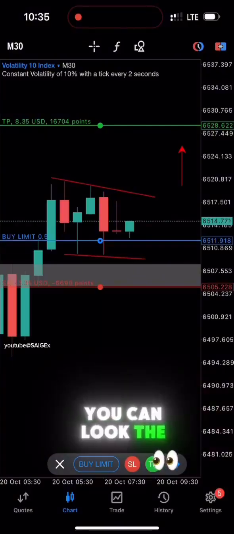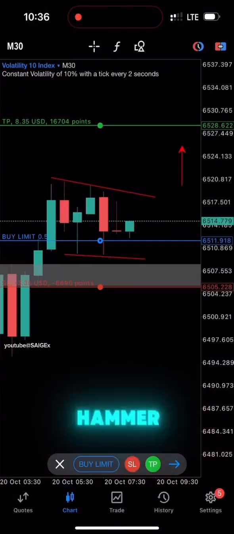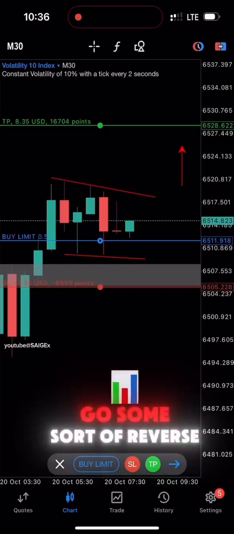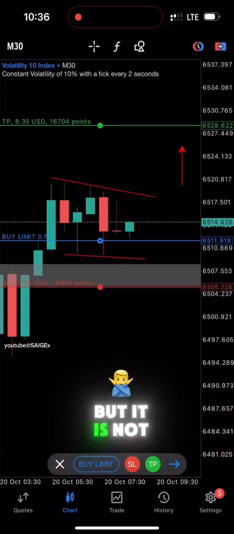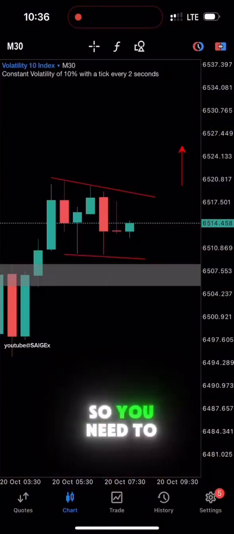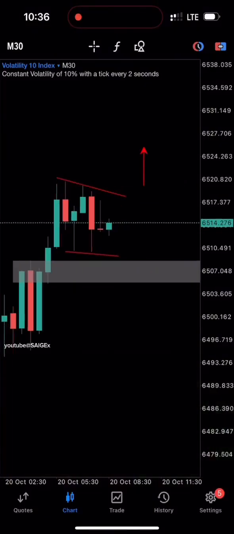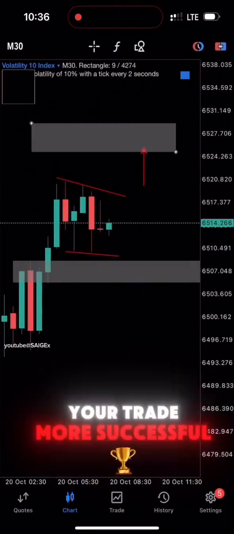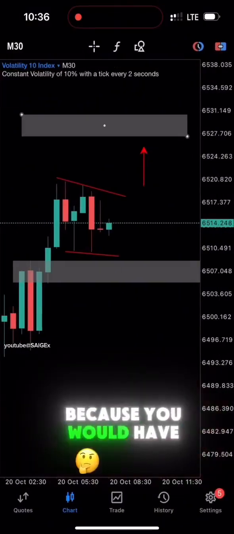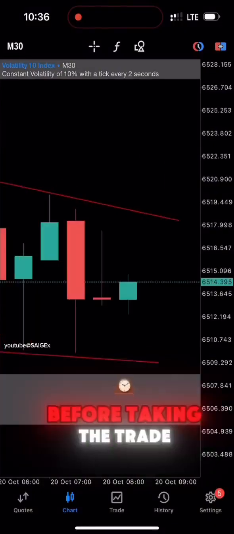You can look the wick next to the green one, which is forming that it is an inverted hammer, which means it's gonna go some sort of reverse, but it is not that strong, but at least it will blow your account. So you need to really look at that before you decide to do anything. This is what makes your trade more successful, because you would have measured the amount of floating loss you could be carrying before taking the trade.